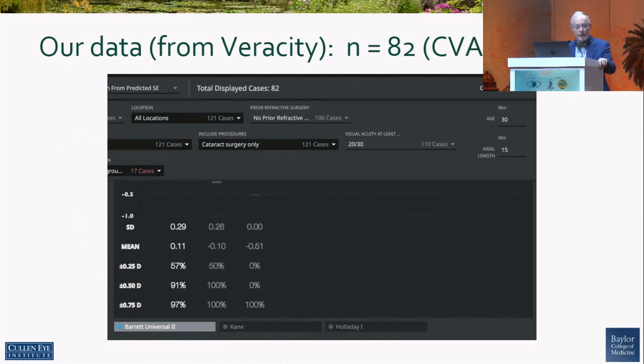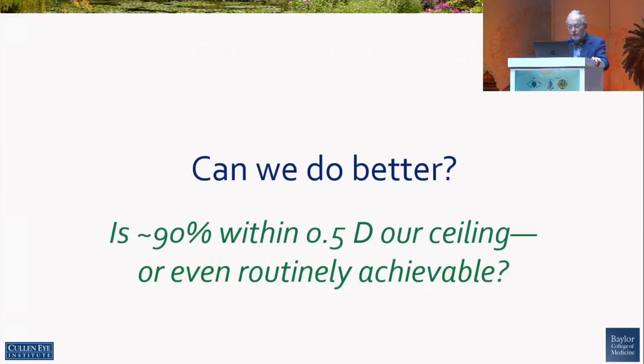We use Veracity, which is a system from Zeiss that amalgamates all of our data. I took a snapshot at one day, and I found that I was 91% within a half diopter. I took a snapshot of my data about 3 months later, and guess what? I was 85%. So I'm afraid to take another snapshot of my data. I may be at 60%. We'll see. But it's interesting to have something like this that can continuously evaluate your data.